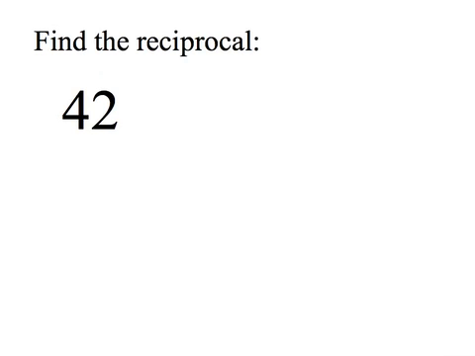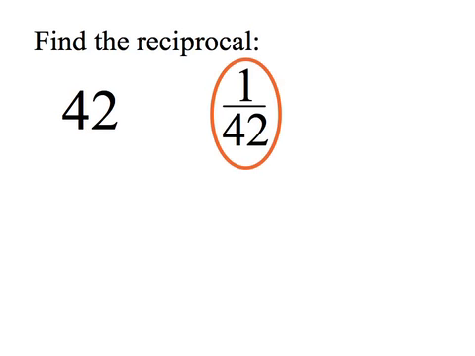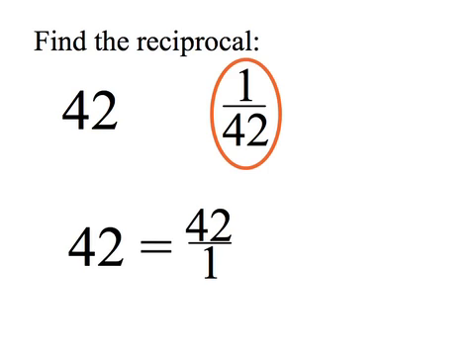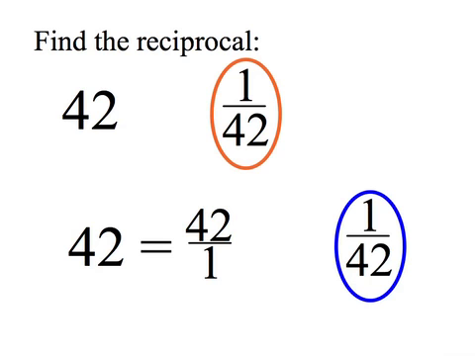Let's find the reciprocal of 42. Well, let's think of 42 as n, and we know from an earlier slide that if a number is n, then the reciprocal is 1 over n. So in this case, the number is 42, the reciprocal is 1 over 42. Another way to do it is to rewrite 42 as 42 over 1, and then reverse the numerator and denominator and get 1 over 42. Whichever method you use, the reciprocal of 42 is 1 over 42.